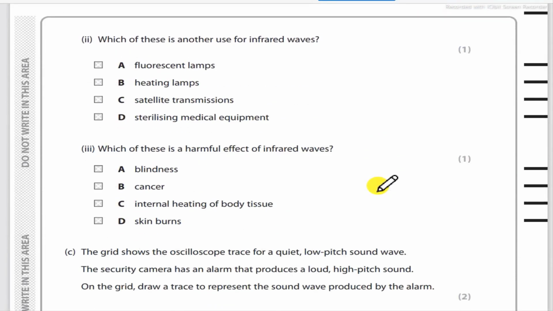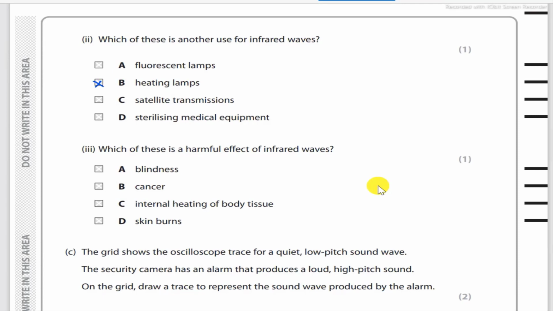Which of these is another use of infrared waves? Infrared waves are also used in heating lamps. Which of these is a harmful effect of infrared waves? Skin burn is the harmful effect of infrared waves.